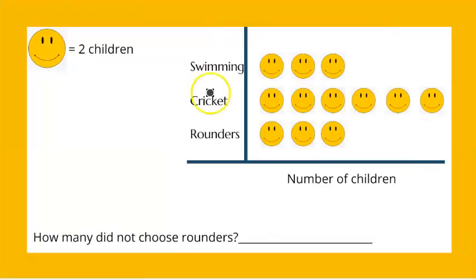Okay, but this question is a bit different. How many did not choose rounders? How many chose rounders? 1, 2, 3 times 2, that's 6 children chose rounders. Remember, we had 12 here, and then we have 6 here. So 6 plus 12 will give me 18. So 18 children in all did not choose rounders. Only 6 chose rounders. Cricket and swimming gives me 18.